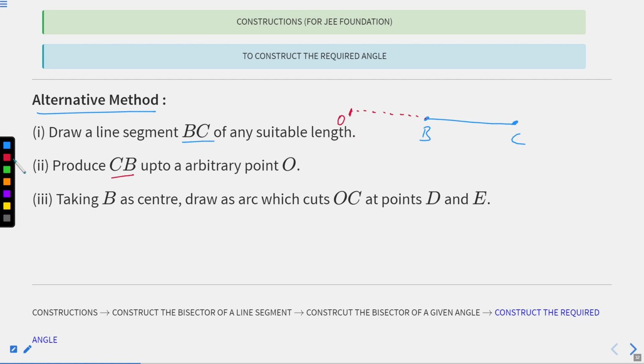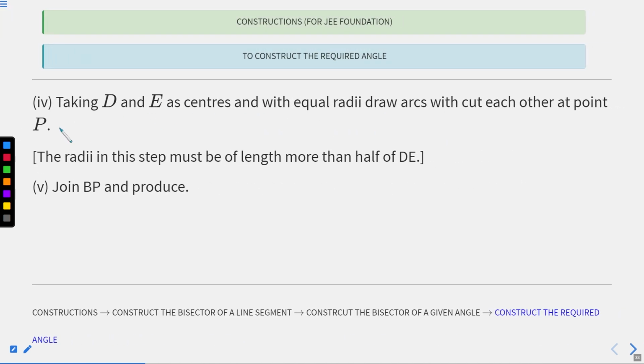Okay, now taking B as our center, making an arc with any suitable radius. Okay, so like this is our arc. Let's say B as our center, this is our arc which cuts OC at D and E points. So let's say here is D point and here is E point. Okay, now D and E as our centers, so far we have reached here.